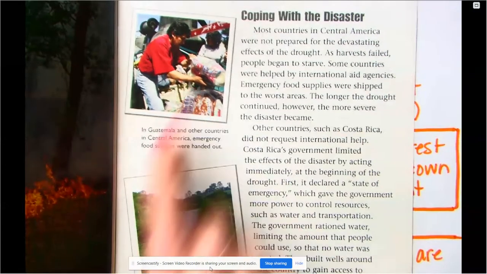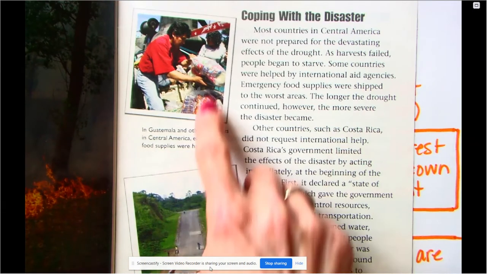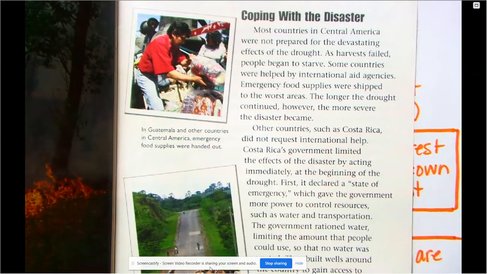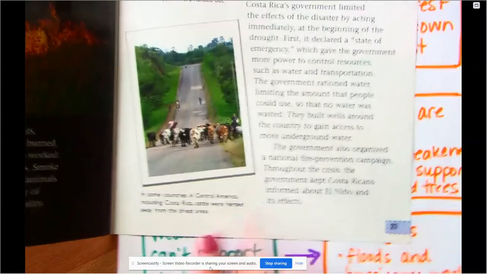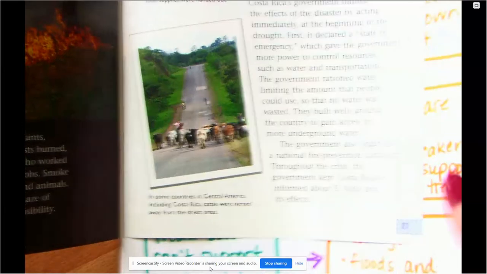Here's a photograph that says in Guatemala and other countries in Central America, emergency food supplies were handed out. So they've got big bags of food that they're giving people. In some countries in Central America, including Costa Rica, cattle were herded away from the driest areas. So they're trying to save those animals.